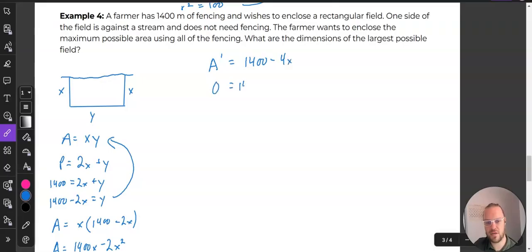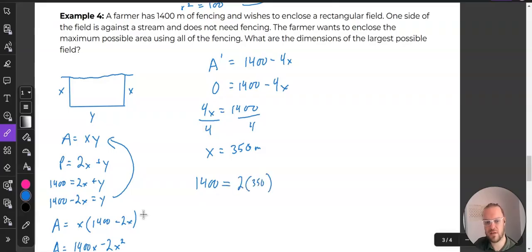Then we make that equal to 0, because we know that that's going to be our critical points. So 4x equals 1,400. And then we can divide by 4 to get that our x should be 350. So that's great. We still need to find y, though. The easiest way to do that is to take our perimeter equation there. So 1,400 equals 2 times 350, because that's our x, plus y. And so 1,400 equals 700 plus y, or 700 equals y.